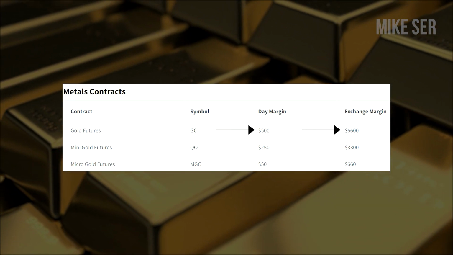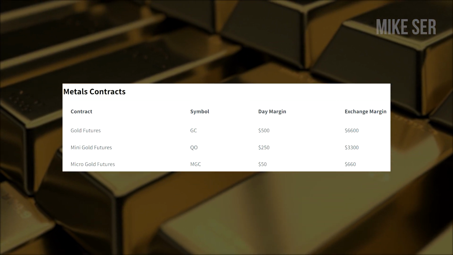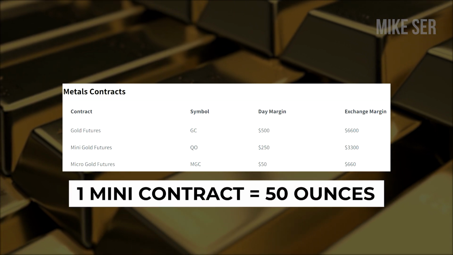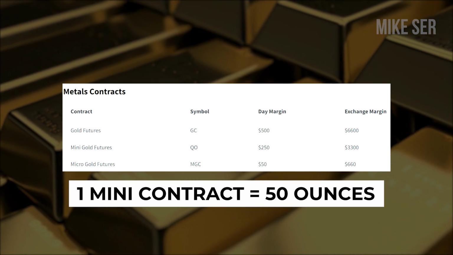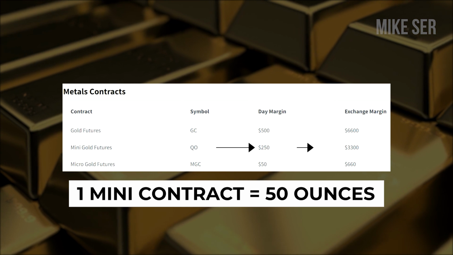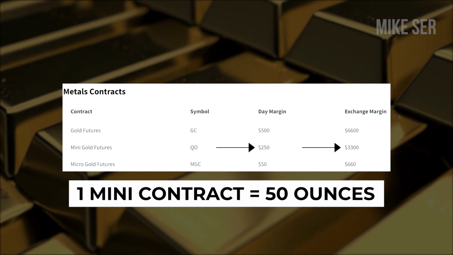However, if the margins are too high for you, you can opt to trade a mini gold contract, which is half the size of a full-size contract and represents 50 ounces of gold per contract. With a mini contract, you only need a day trading margin of $250 in your account and $3,300 overnight margin.